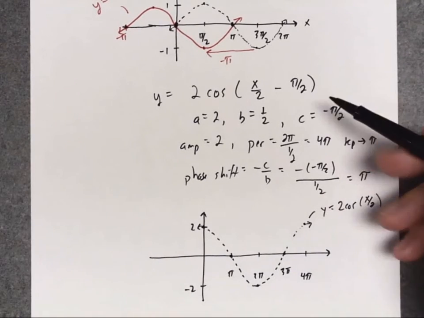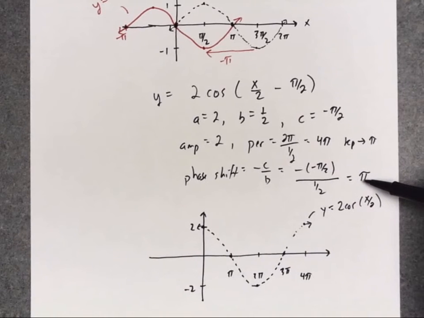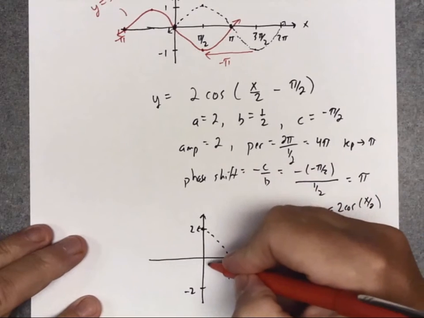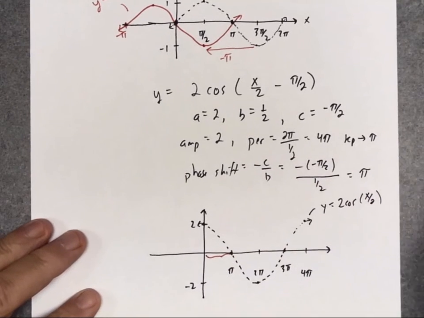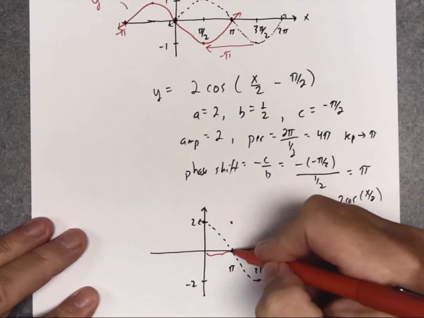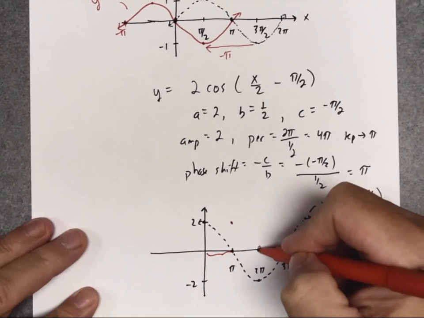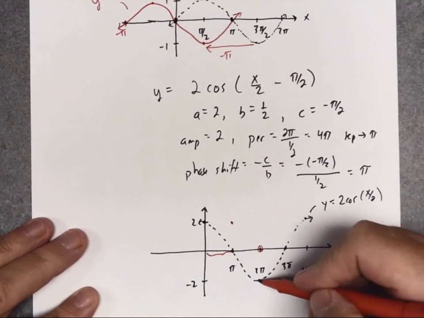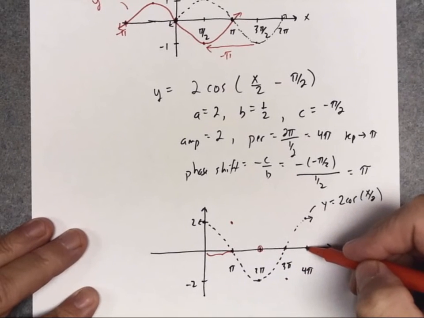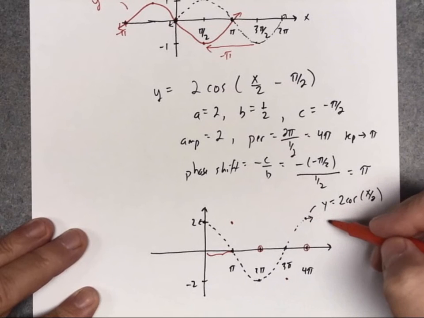But now if I want to include the phase shift, which is pi, I need to take every point on this sketch and move it to the right by pi. Now pi is this distance right here. That's how far pi is. So here, we move this point to right here. This point goes to right here. Maybe I'll circle it so I can tell it's there. This point goes right here. This point goes here. I'll circle it again so I can see it. And this point probably goes about right here.